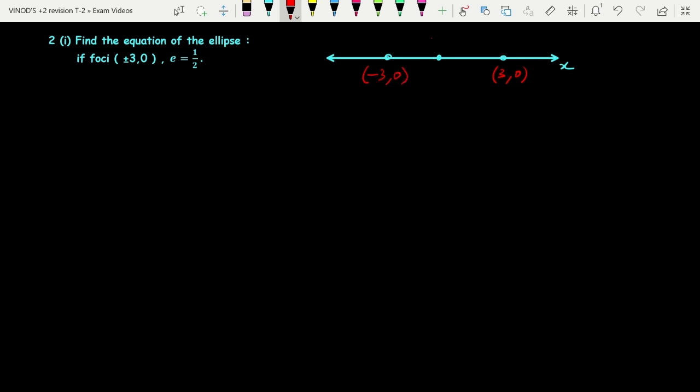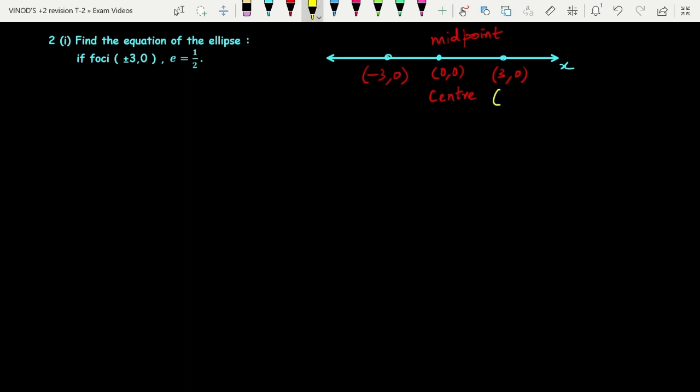So the midpoint, how to find the midpoint? Add the coordinates and divide by 2. So the midpoint is (0, 0). So the center of the ellipse is (0, 0). So it is a standard ellipse.